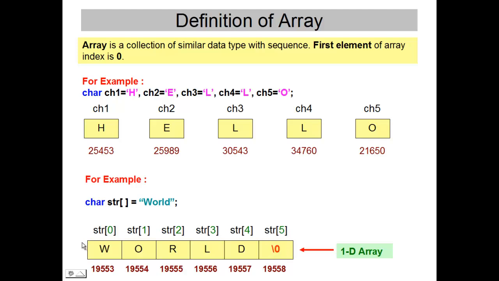Now if you want to see the address of this array, 19,553 is the first character, then 54, then 55, then 56, then 57, then 58. So this is the character array and the address of the array. Now this is called a one dimension array.